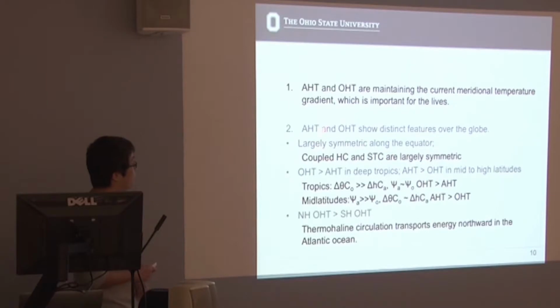So here is a summary for section 1. We know that atmosphere and ocean heat transport are maintaining our current meridional temperature gradients. So this is very important for our lives. And atmosphere and ocean heat transport show very distinct features over the globe. For example, they are largely symmetrical along the equator, and the ocean heat transport dominates in the deep tropics, and atmosphere heat transport dominates in mid to high latitudes. And finally, we see that northern hemisphere ocean heat transport is larger than in the southern hemisphere. It is because of the meridional overturning circulation transporting energy northward in the Atlantic Ocean.